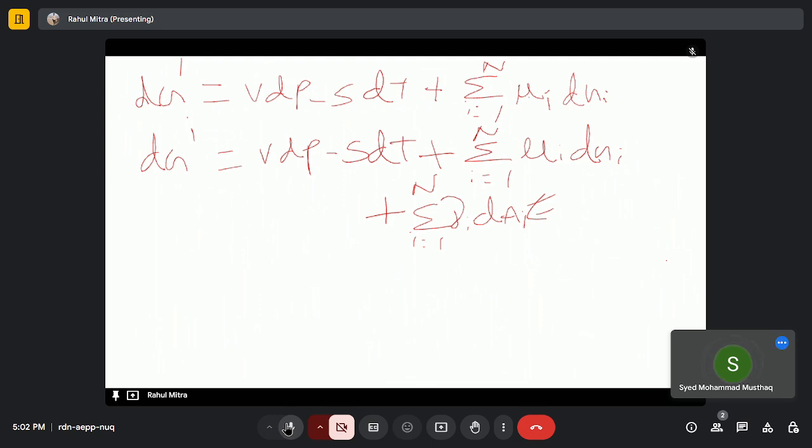Now let's talk about the Gibbs-Duhem equation. Gibbs. What's that?